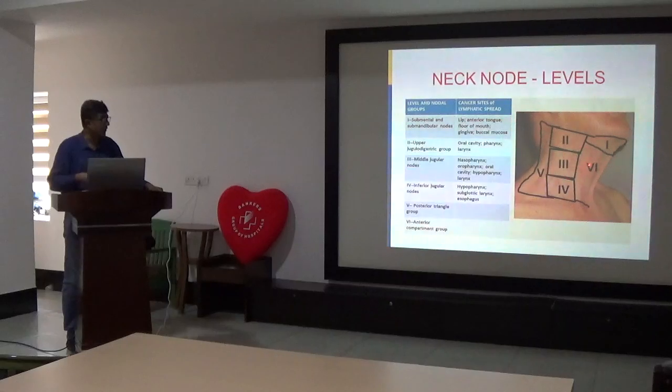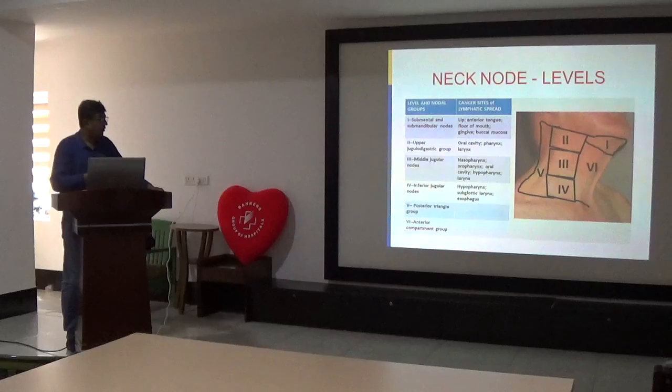The levels are decided. This is not exclusive, right? This is a general outline, or are these exclusive? So in level 2, there won't be any other malignant nodes from the oral cavity or pharynx or larynx? Is it like that, or will it be overlapping? No. If you have a level 2 node, most probably the primary you will find in this area. So most probably, but it's not exclusive.